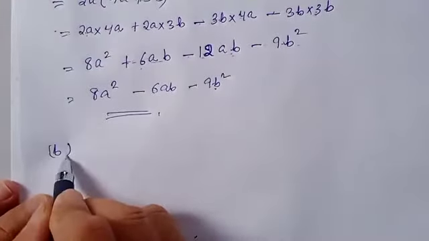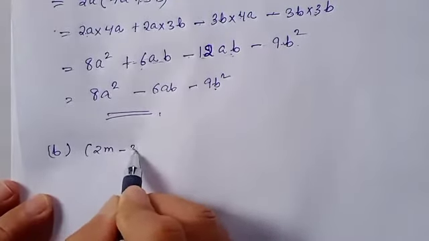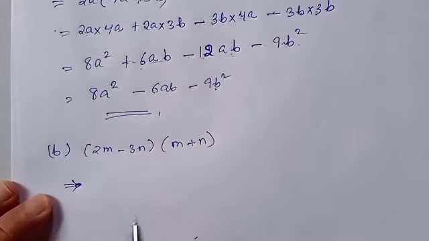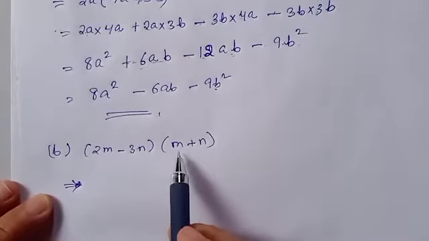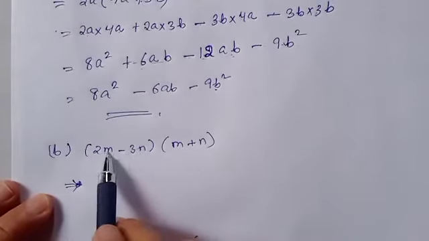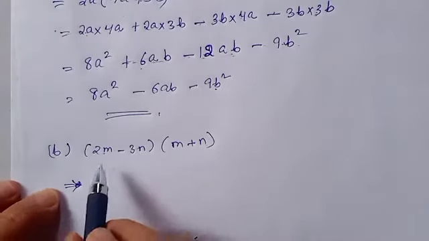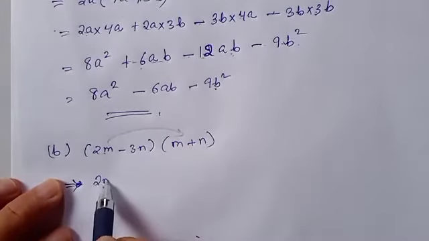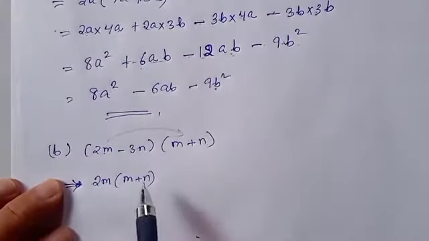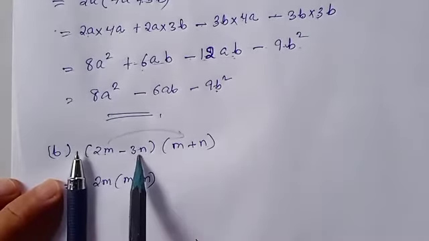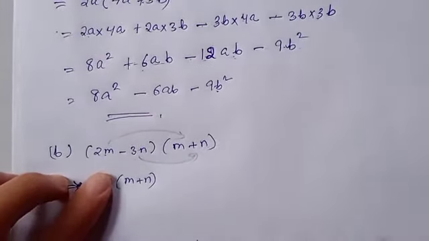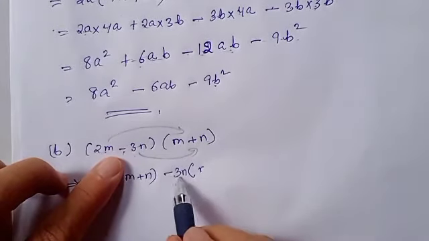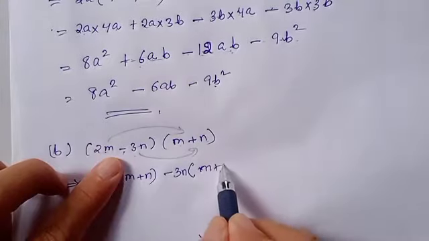But now let's try question number B. We have (2m - 3n) into (m + n). Okay, again, let's follow the same steps. Let's multiply this second binomial m plus n by both the terms 2m and 3n turn by turn. First we'll multiply 2m into m plus n. Now again, second, minus 3n into m plus n.